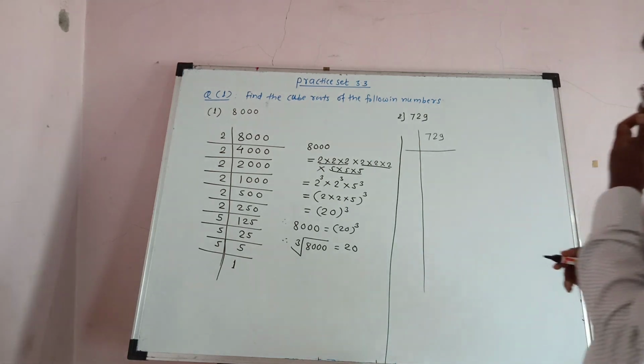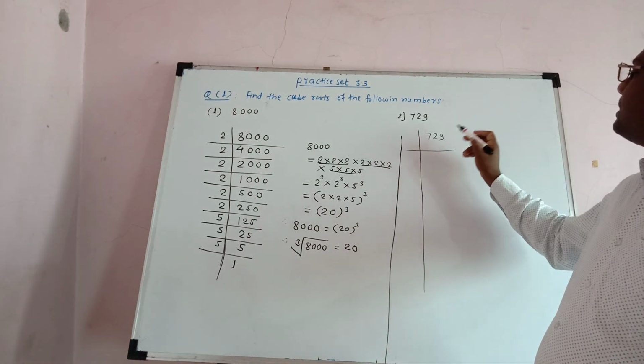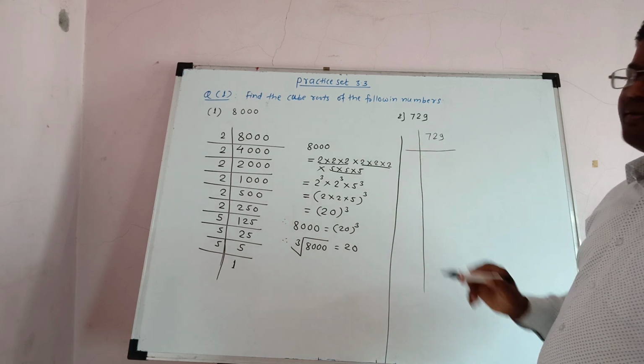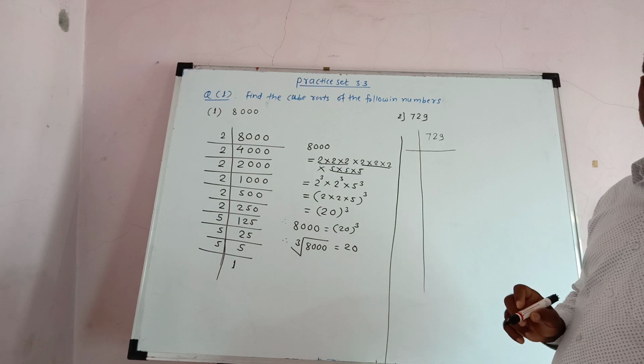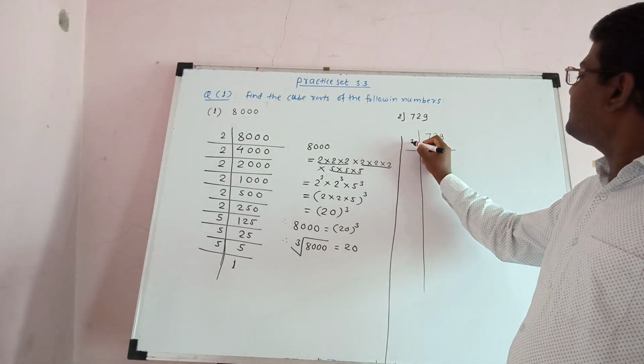Find the factors. This number is not divisible by 2. Then the sum of digits: 9 plus 2 is 11, 11 plus 7 is 18. 18 is divisible by 3. Therefore 3 is a factor.